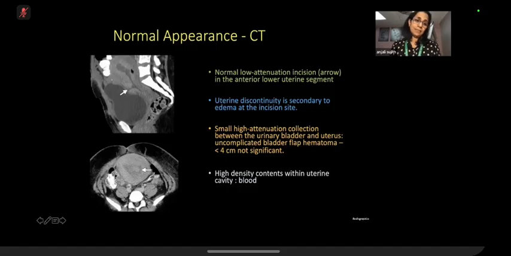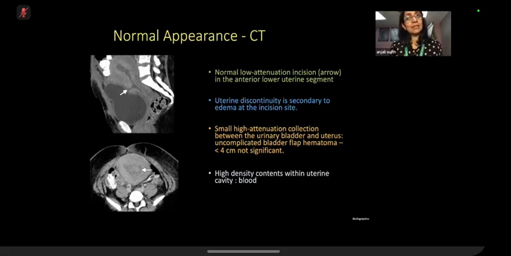And on CT, this is the incision, which will look hypodense. It will look as if the myometrium is discontinuous, but this appearance is because of edema. You expect some amount of thickening or fluid within the endometrium. There will be some hyperdense blood clots within the endometrium. Importantly, look at this isodense soft tissue structure between uterus and bladder. This is called a bladder flap hematoma.